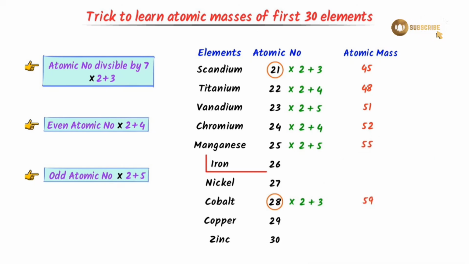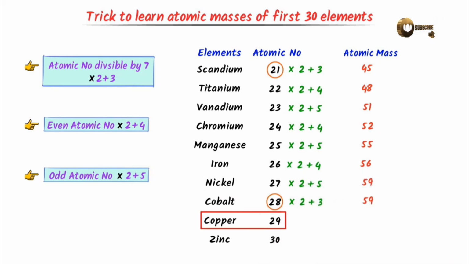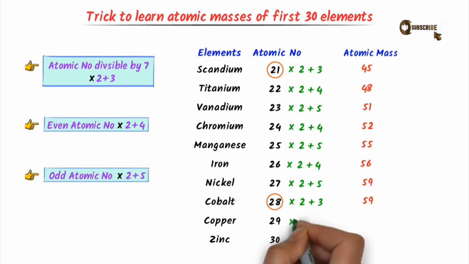I get 55. The atomic number of iron is 26. I multiply it by 2 and I add 4 to it. I get 56. The atomic number of cobalt is 27. I multiply it by 2 and I add 5 to it. I get 59. The atomic number of copper is 29. I multiply 29 by 2 and I add 5 to it.